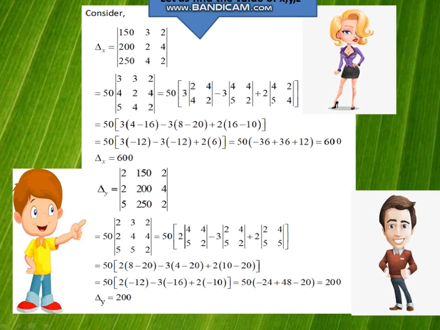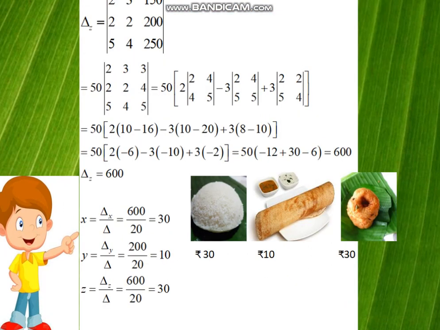How do we do that? Let us find the matrix of delta x, that is 150, 3, 2, 200, 2, 4, 250, 4, 2. The determinant value we got is 600. And for delta y, 2, 150, 2, 2, 200, 4, 5, 250, 2. Now delta y is equal to 200. Now delta z is equal to 600.